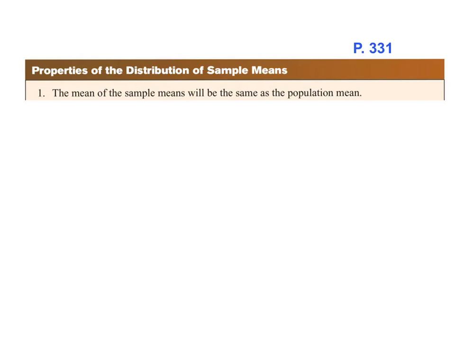Let me say it one more time. Oftentimes, from the sample, we'll take a mean of the sample. There's more than one sample most of the time that is taken. So we take the mean of each of those samples and then take the mean of those means. That will equal the population mean.